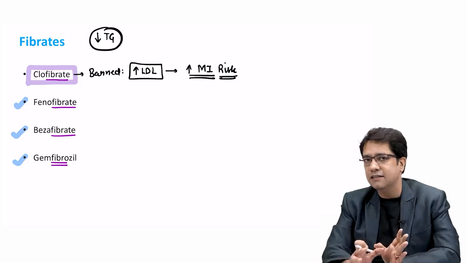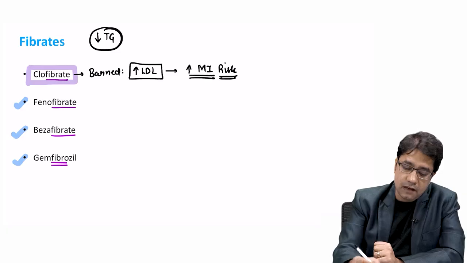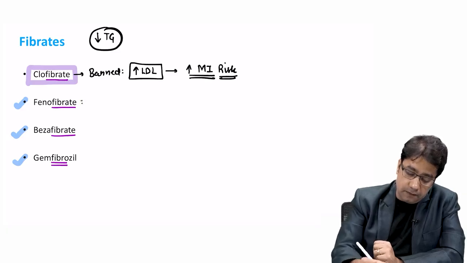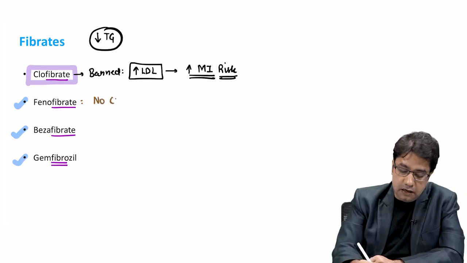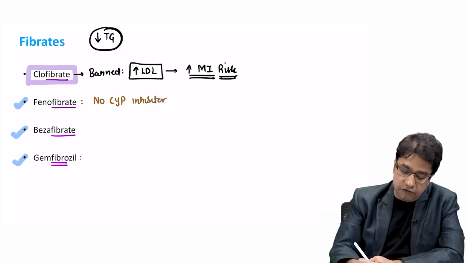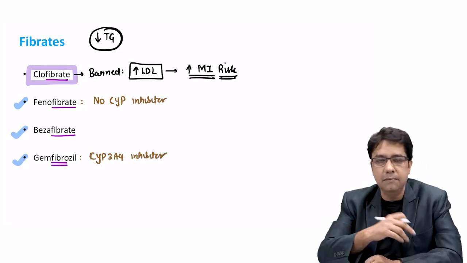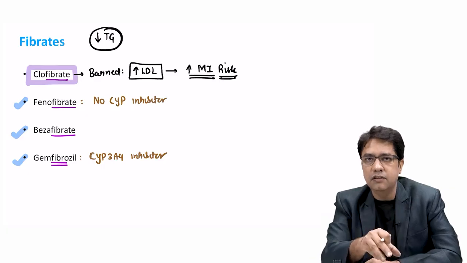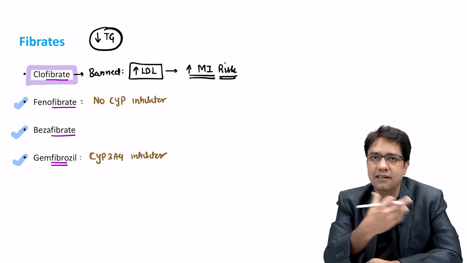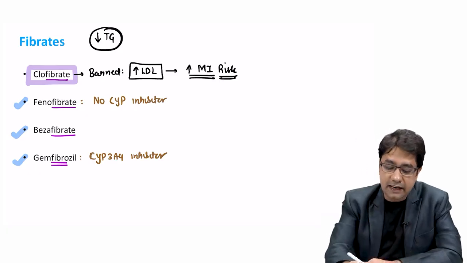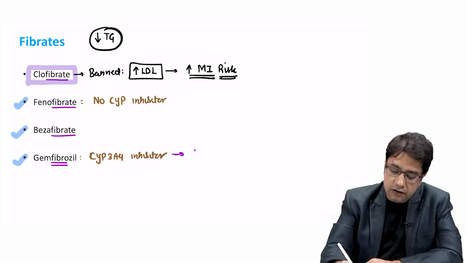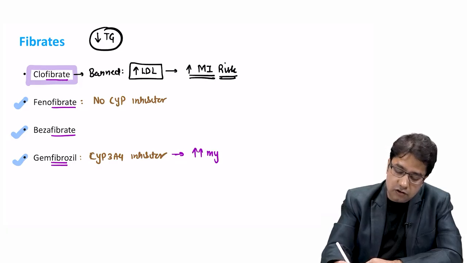Now let's see which drug is the best drug to be used. Let's understand. Fenofibrate has no CYP inhibiting action, and gemfibrozil has CYP3A4 inhibiting action. It's a CYP3A4 inhibitor. So can you tell me which drug combined with statins can increase the risk of myopathy? Statins are degraded by CYP3A4. So gemfibrozil increases the risk of myopathy of statins.